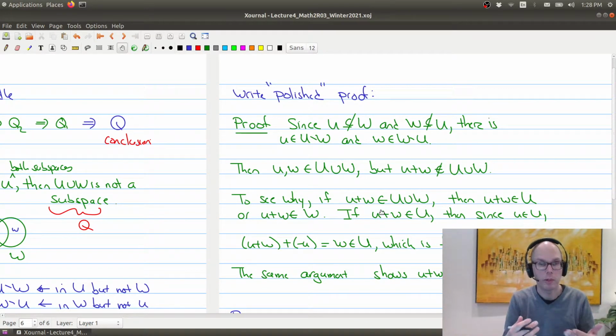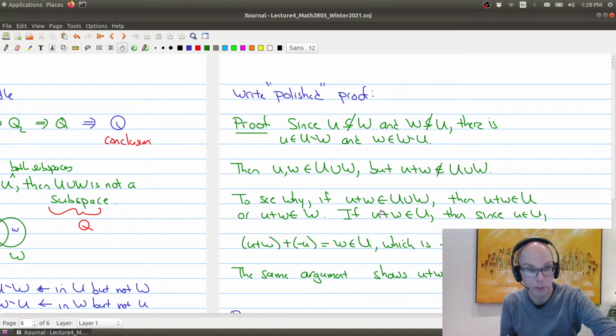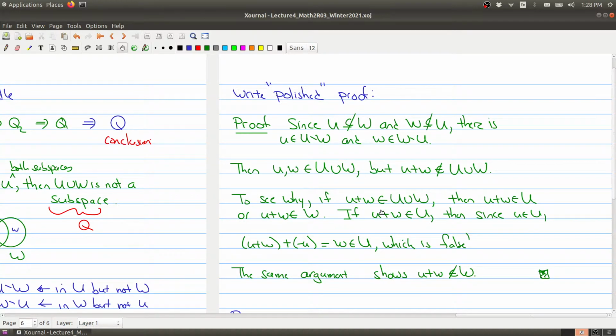And we'll quickly walk through what I've done and what you should do when you're doing these types of problems. So here I've taken everything that we've done before and I've written a polished proof for the statement. Okay, and it captures all the pieces that we needed. All right, so we have that since U is not properly contained in W, and since W is not properly contained in U, there is a little u in the set difference, U minus W, and a little w in the set difference, W minus U.